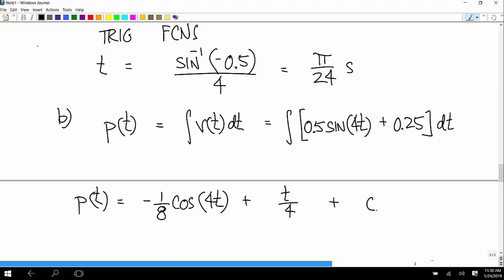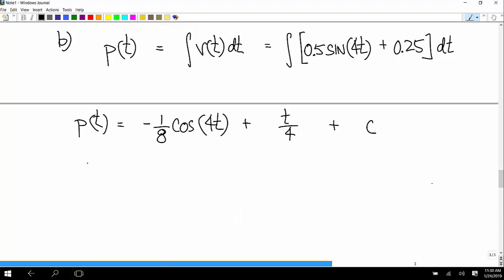And then plus a constant of integration. And so now we're going to use our boundary condition. Our boundary condition says that when time is equal to 0, position is equal to 5. So 5 is equal to, when t is equal to 0, we have negative 1/8 cosine of 0. Cosine of 0 is 1, so this is negative 1/8 plus 0 plus c. And so c is equal to 41/8.